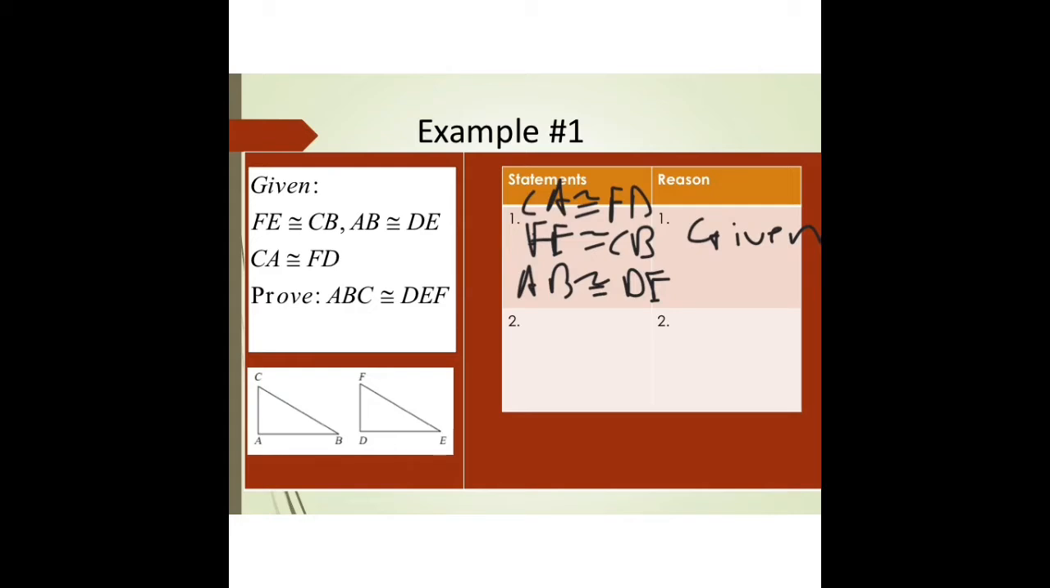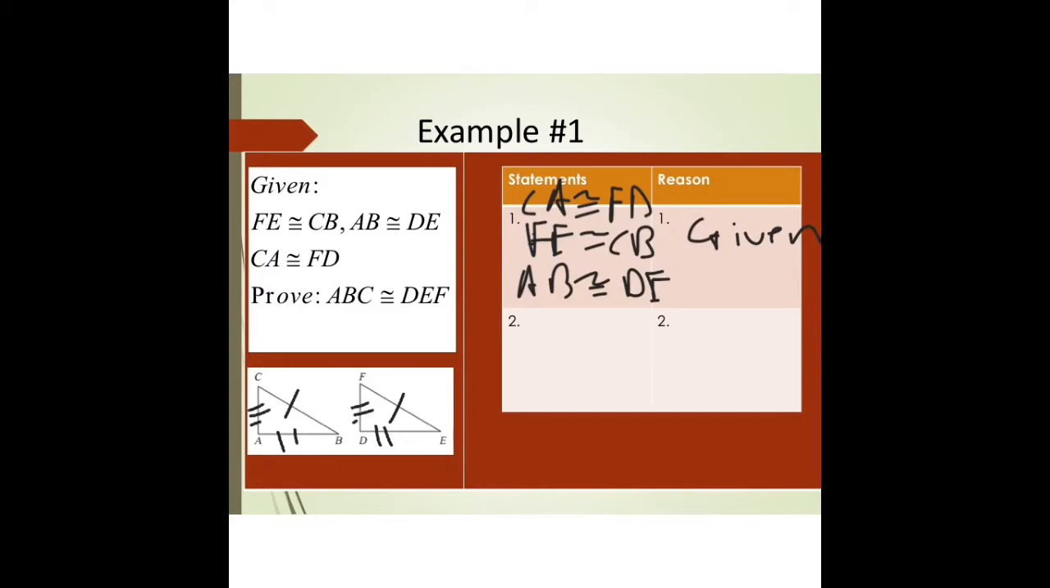Okay, so once we finished our statement and reason, I'm going to go ahead and mark our triangle with what we said. We just said that FE is congruent to CB. We also know that AB is congruent to DE. And finally, CA is congruent to FD.